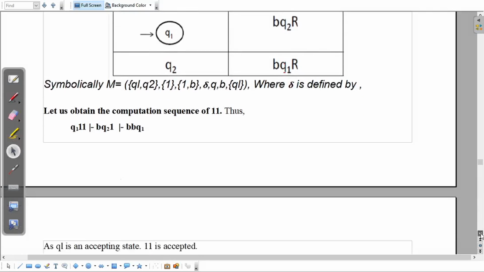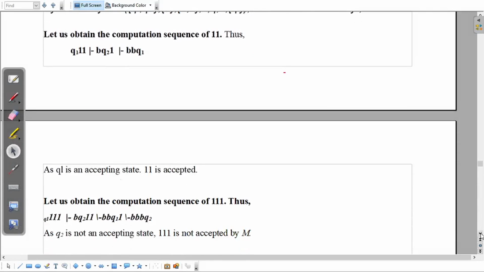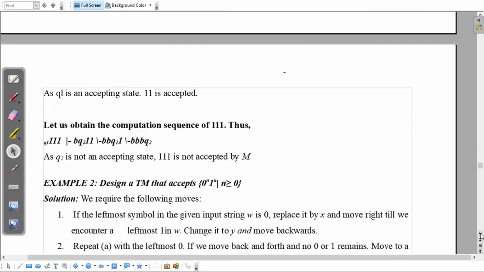Next, let us obtain the computation sequence of 111. Q1 on 111 does what? Q1 on 1 as usual goes to which state? Q2. So let me write here the state: 1 replaced by B and takes a right move. This is Q2. This is Q1. Again the same thing, 1 comma B comma R. This is the final state.